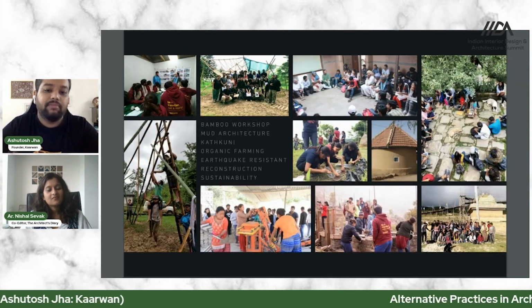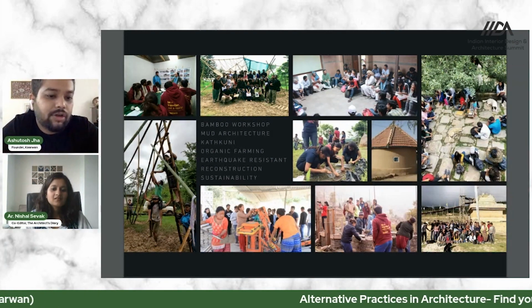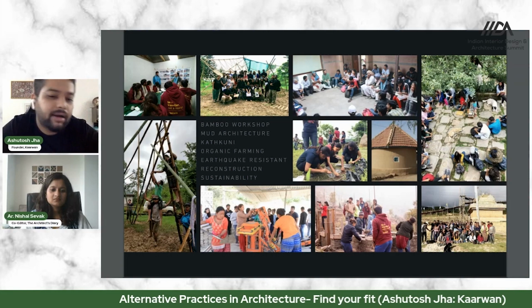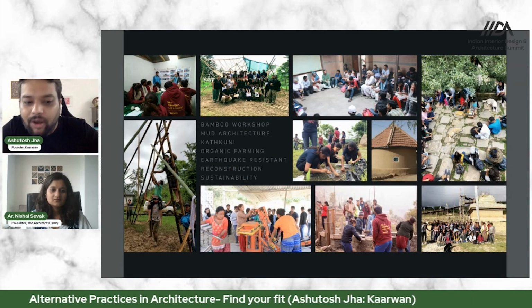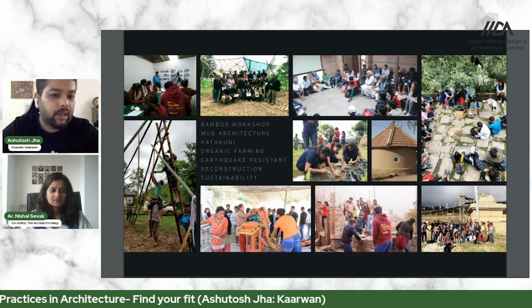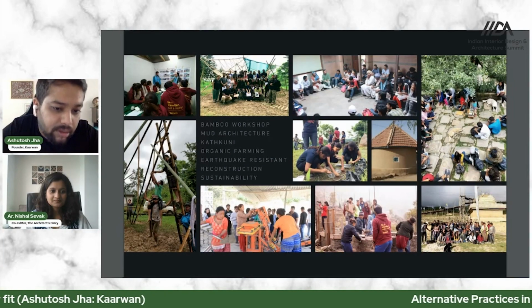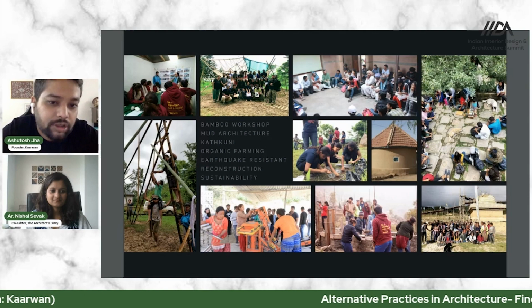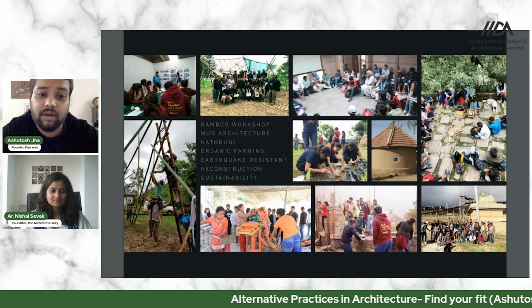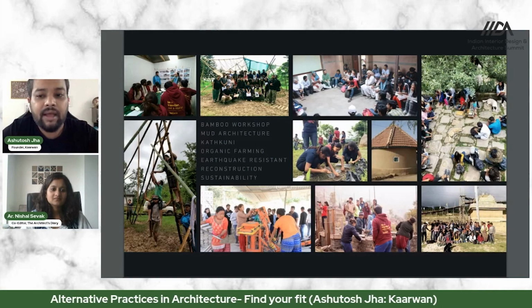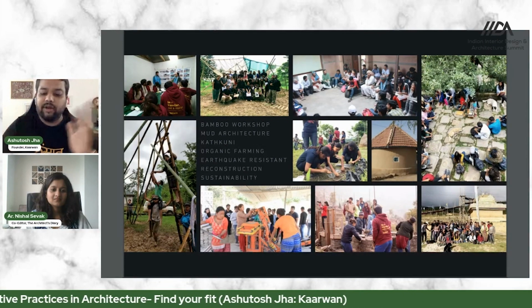And then what happened? And this was all of the things that we were doing in 2018, 2019. We were doing bamboo workshops, mud architectural workshops, Kathuni workshops, organic farming. We went to Nepal and we helped people build earthquake-resistant structures, structures that were destroyed in the Nepal earthquake. So we did all of these things until 2018, 2019.